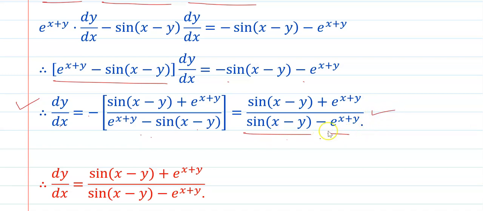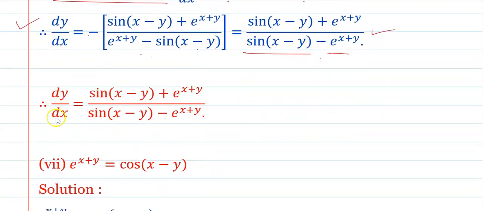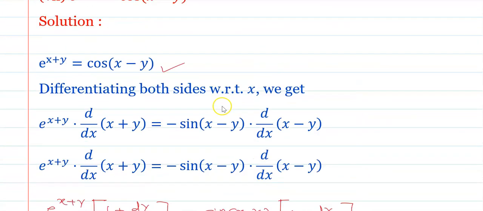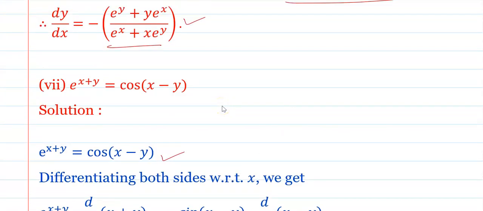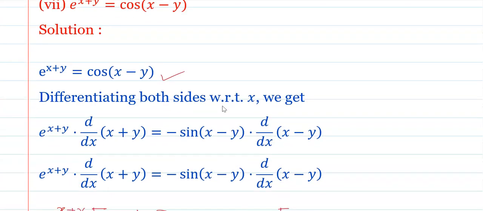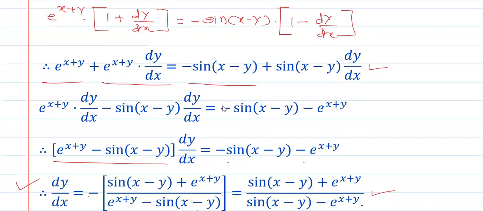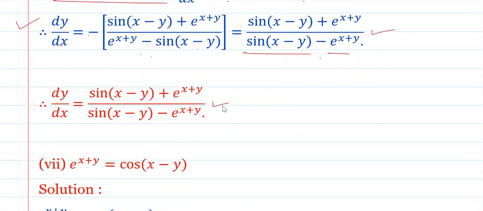to x plus y, and this is the dy by dx, and hence the answer dy by dx is equal to sin of x minus y plus e raised to x plus y upon sin of x minus y minus e raised to x plus y. Okay. पुन्हा तुम्ही एकदा बघू शकता हे. सर्व examples implicit type of the functions आहेत ते.